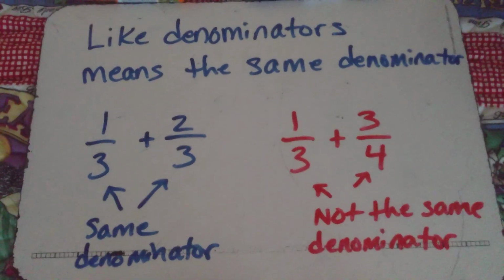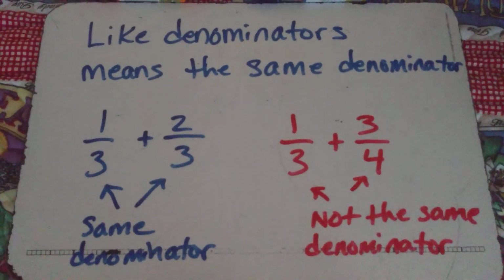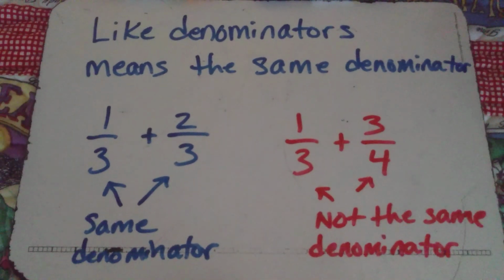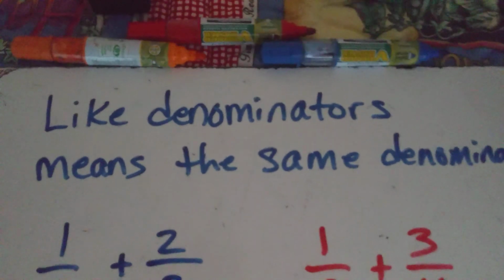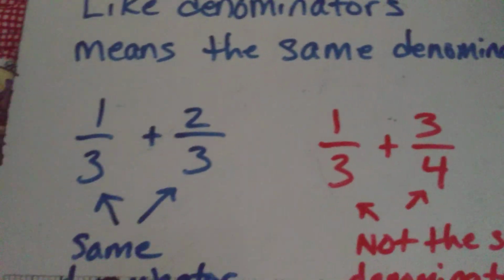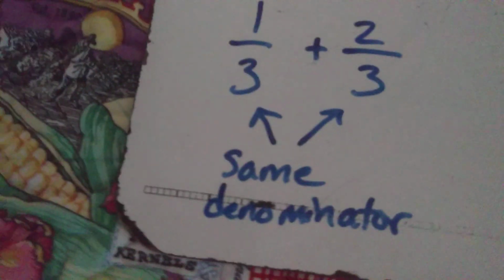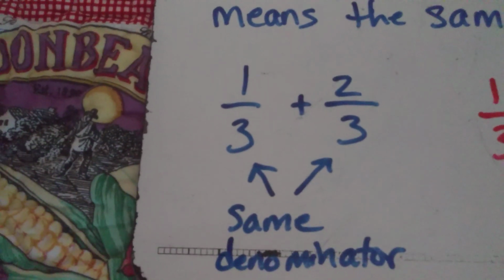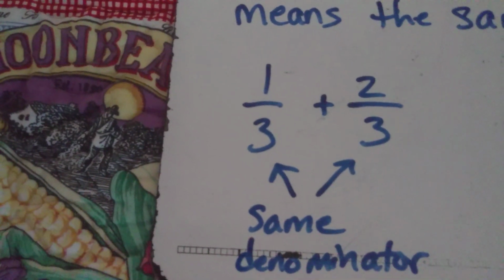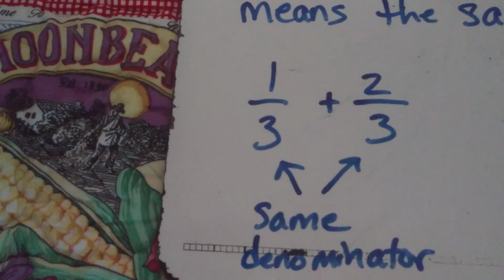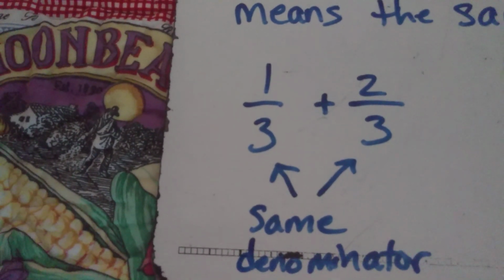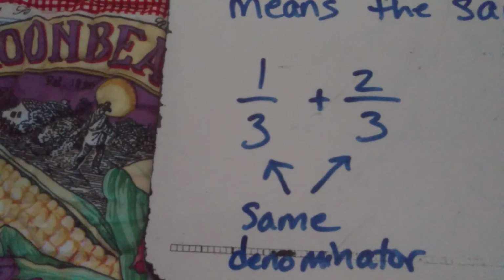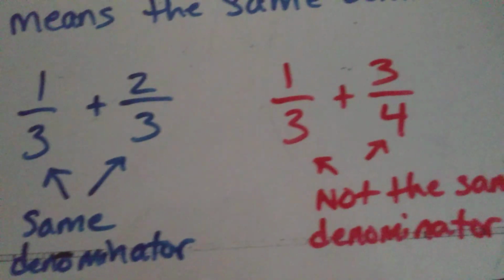Today's lesson is going to be on adding and subtracting fractions with like denominators. As you can see by the board here, like denominators simply means the same denominator. In this example, we have 1/3 plus 2/3, and notice that we've pointed out that the 3 is the same in the denominator spot, and so it makes them like denominators. We will then be able to just add them straight across.